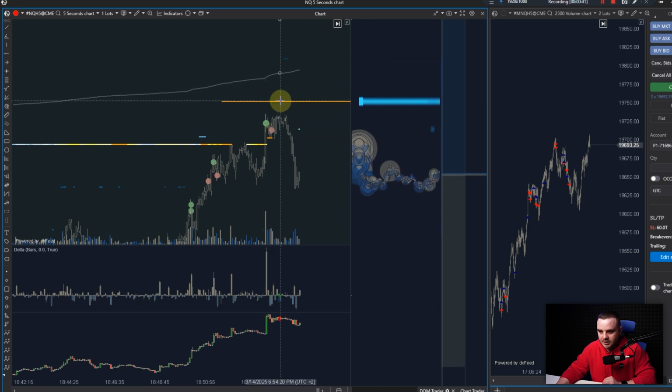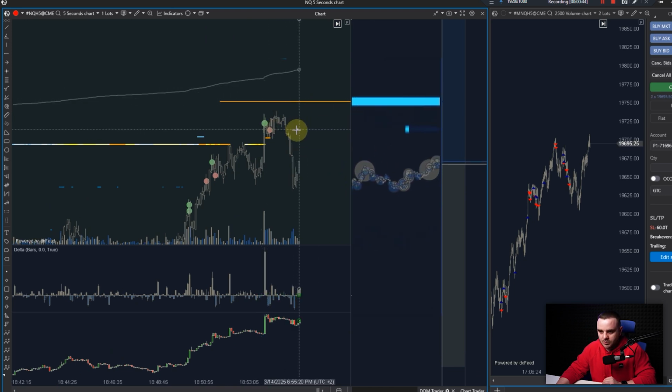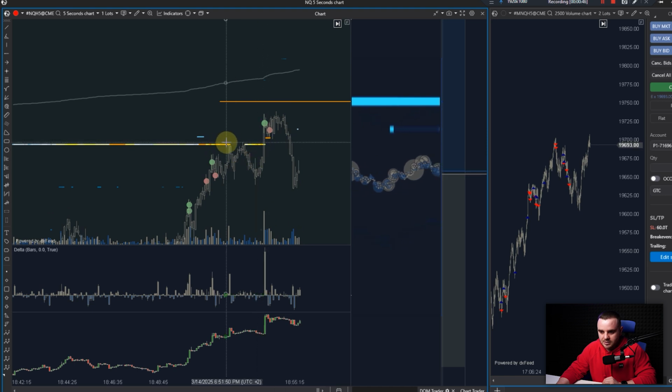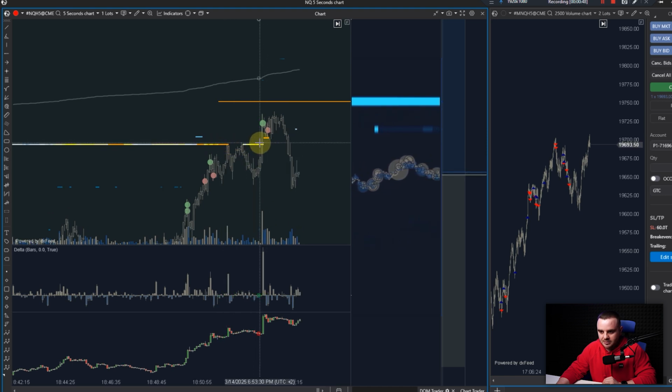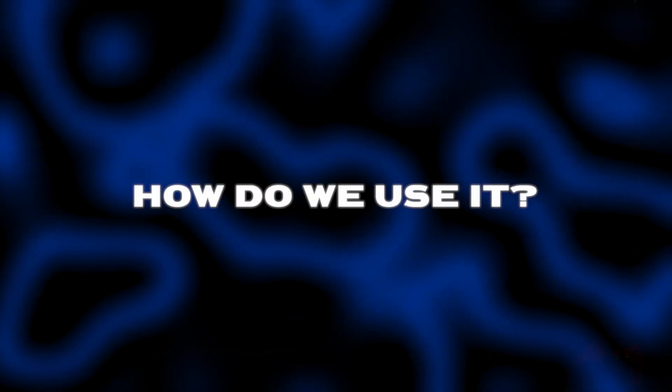We have a key level here, key level. A big order appeared here, a big order appeared here. You can see this limit order appeared, someone cancelled, and after that it appeared again. How do we use it? Honestly, I don't use only this stuff, because what's the most important part?